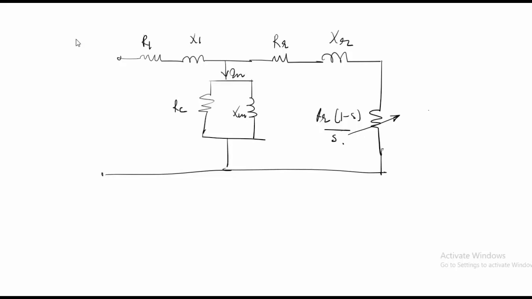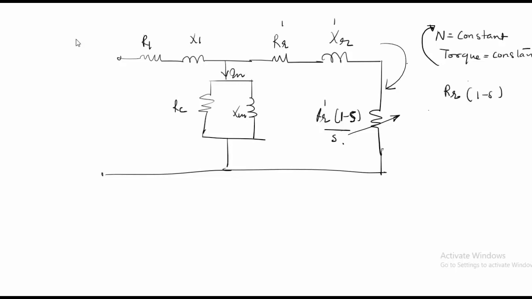So if your slip is varying, this will vary, but considering that you are keeping your N constant, or your torque constant, in such cases your N will not change, it will remain the same. So your RR component, or this term into (1 minus S) by S, you can take it as RR dash, and then this will be constant.